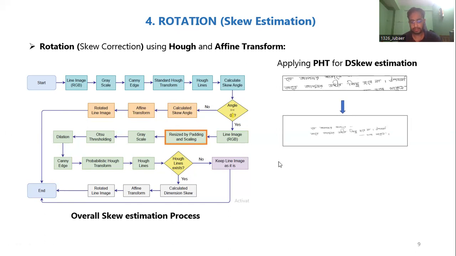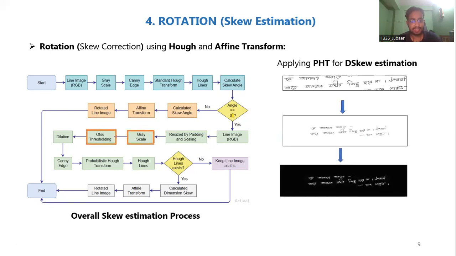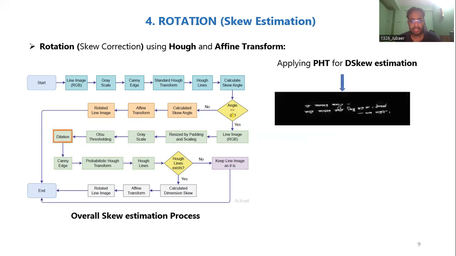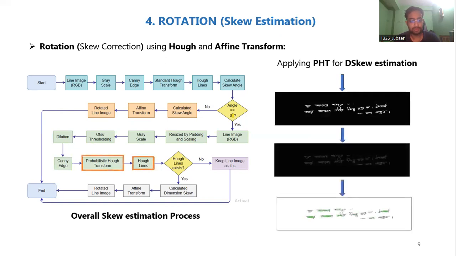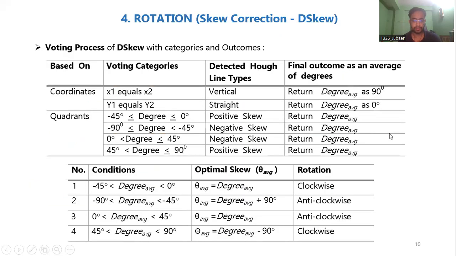Then we applied grayscale and Otsu thresholding for binarization, followed by dilation, so that the foreground can be thickened. And then, as usual, we apply Canny edge detection as a prerequisite. Then we apply the probabilistic Hough transform, and as usual, it detected the Hough lines. As you can see, it has detected so many Hough lines compared to the line skew because it considers all the words within the image. That's why we are calling it dimension skew.